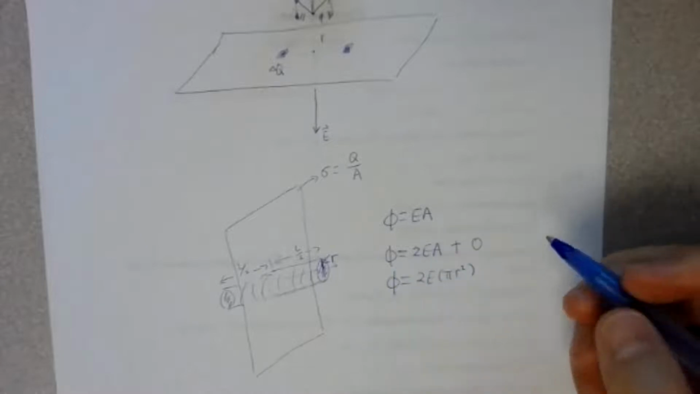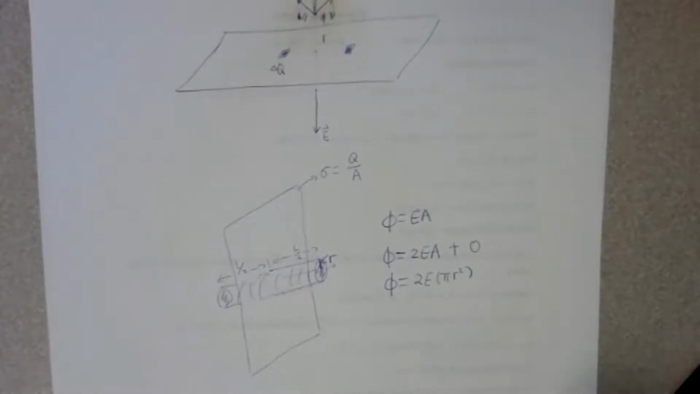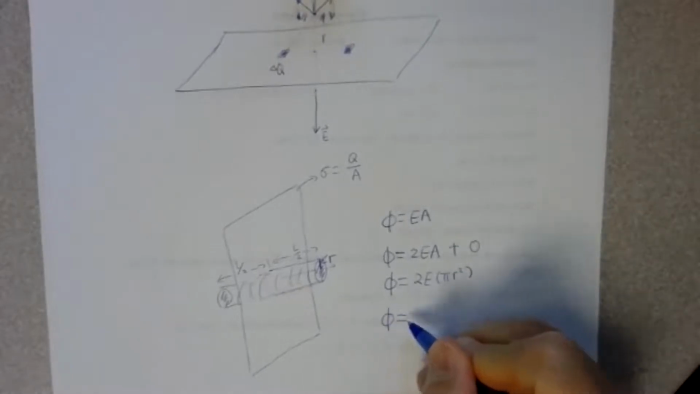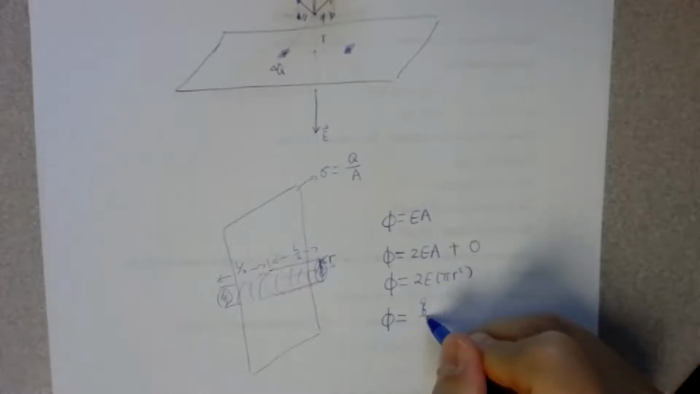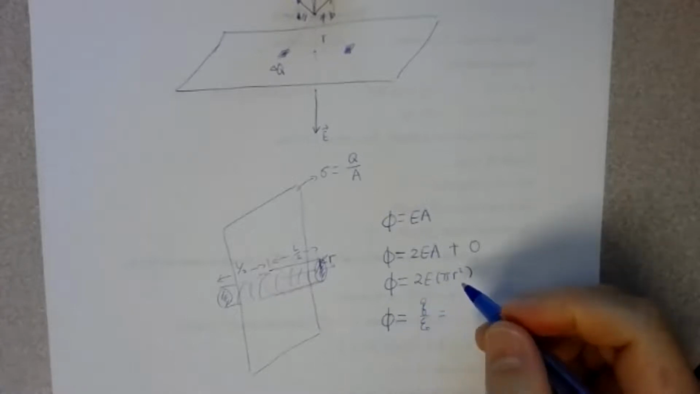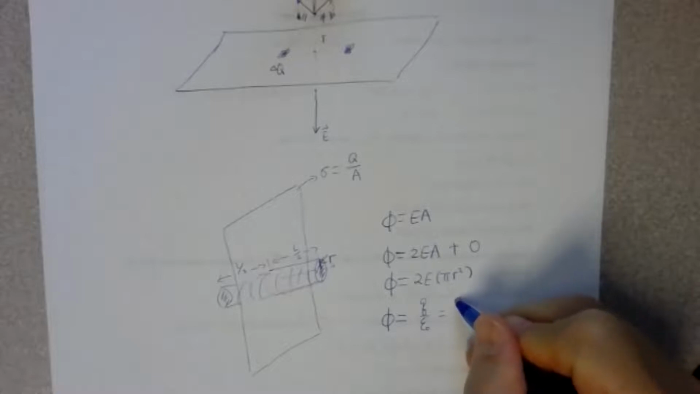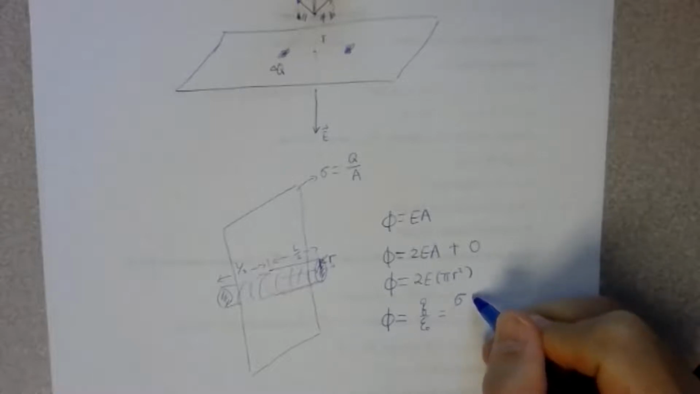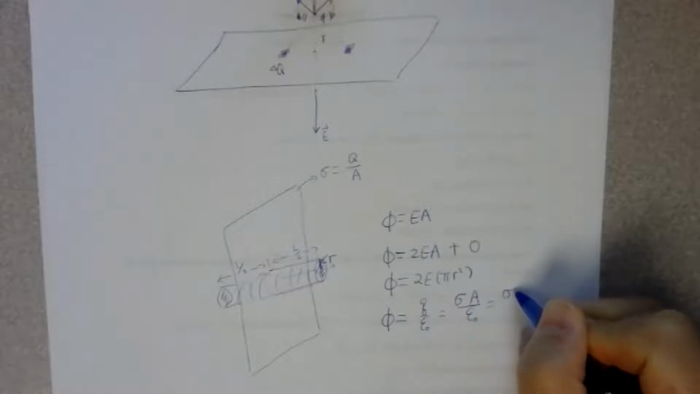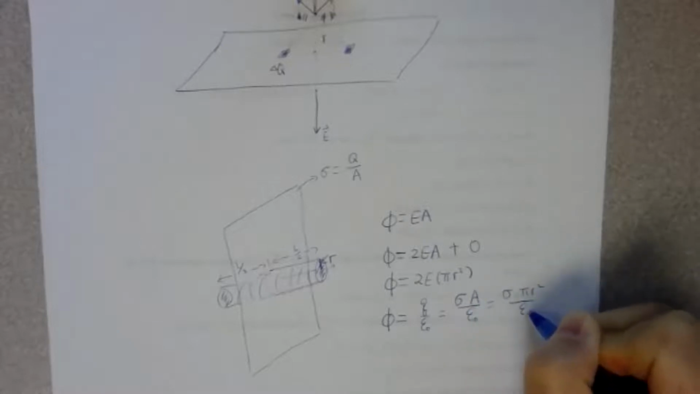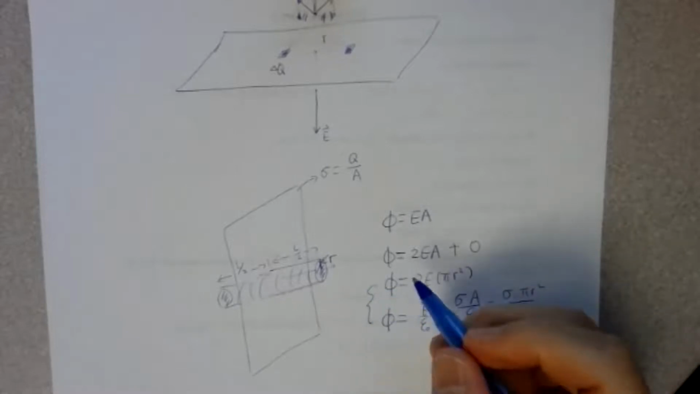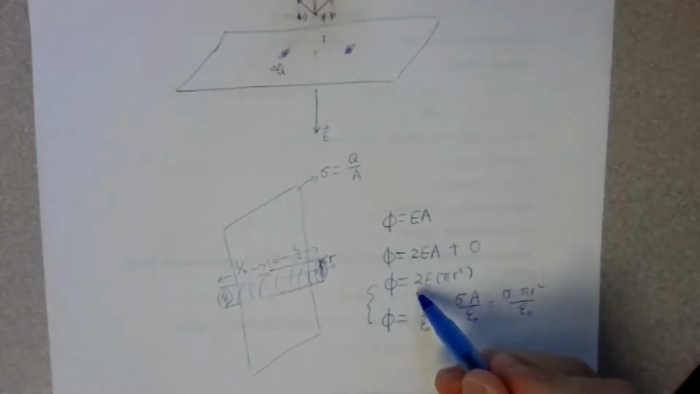This is your flux, calculated from the definition of flux. Also, you can calculate your flux from Gauss's law, equal to Q over epsilon naught. In this, Q will be equal to the surface charge density times area, over epsilon naught. So this is sigma pi r squared over epsilon naught. And flux calculated from the two methods should be equal to each other. So you set this equal to that.